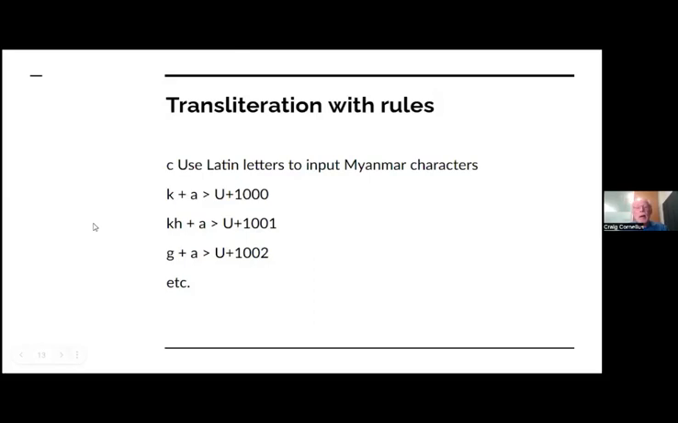Suppose I have a keyboard where I want to type in the characters with a Latin name for it. For example, I wanted to set up a transliterating keyboard, where I would actually type in the K key and the A key to get the Ka character. Set up the K and H plus an A to give a different Unicode character. Set up the G plus an A to give the da character, and so on.